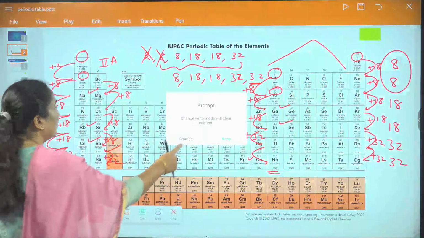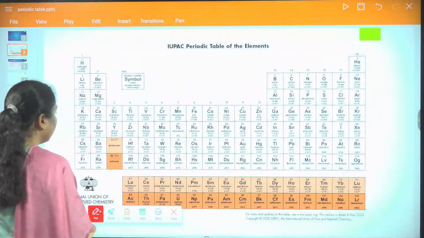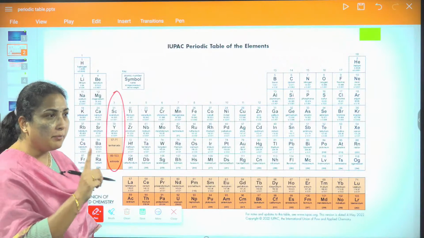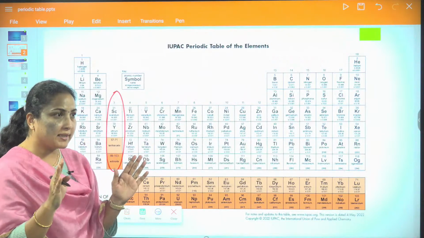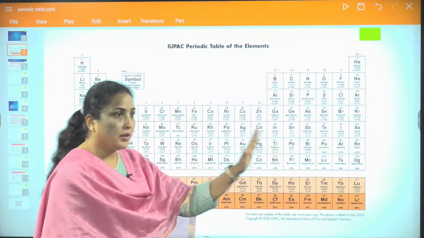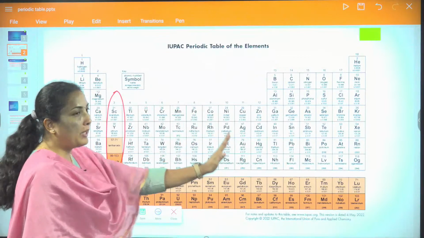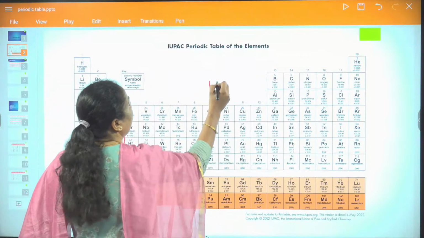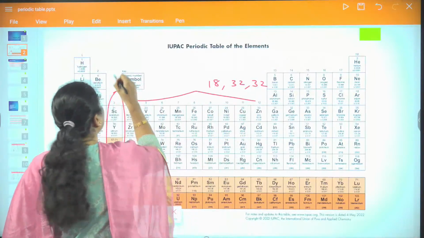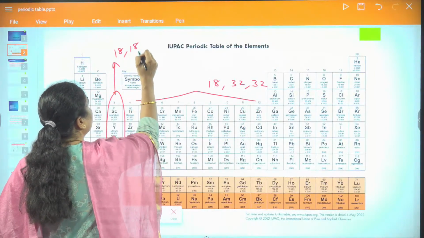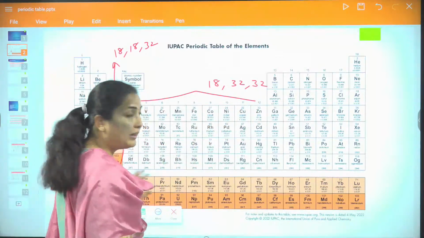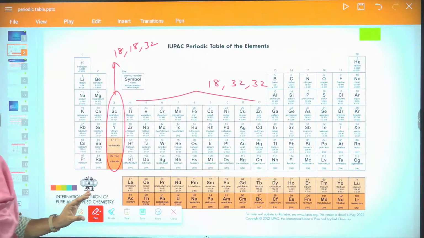Good. Now, let us go for the next one, which is basically, now we are entering into the D block. In D block, there are 2 sets. One is for group 3 and another one is for groups 4 to 12. For groups 4 to 12, we are having 18, 18, 32. This extra 32 is here because we have already added lanthanides and actinides, which are extra over there.